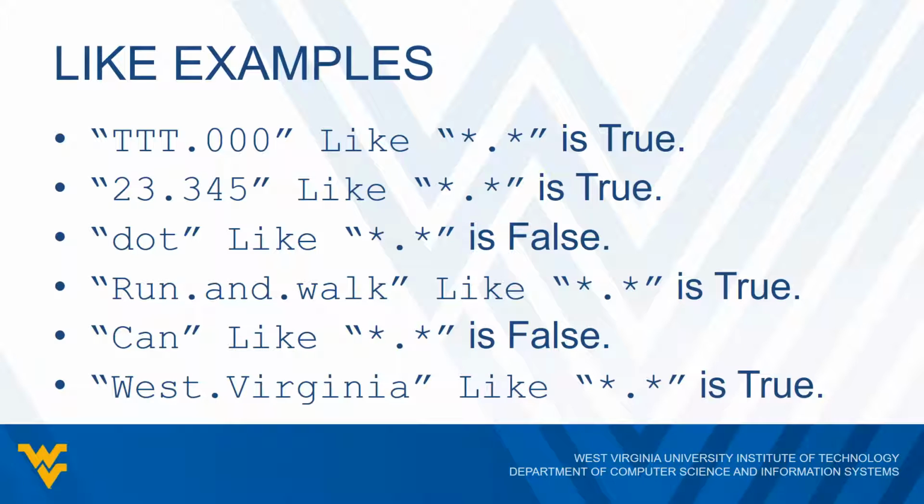We'll do one more example here. Let's say we have West.Virginia. Does that match our pattern of star dot star? And the answer is yes. We see that we have a dot, so that part's good. And then we see that West would be part of the first star, and Virginia would be part of the second star. So sure enough, this does return true.